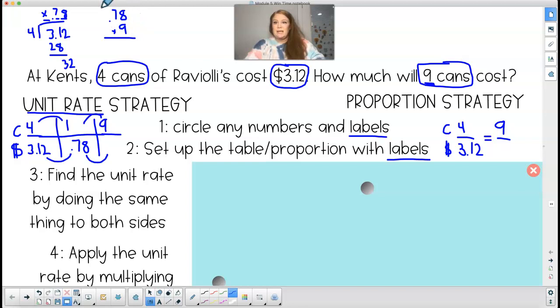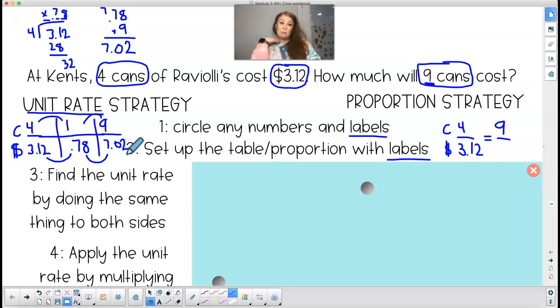So 9 times 8 is 72. And 9 times 7 is 63. Plus 7 more is 70. So it should be $7.02. So if I put that here, I can see that 9 cans is $7.02.